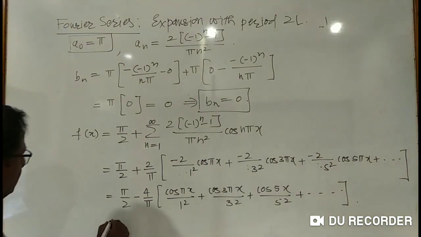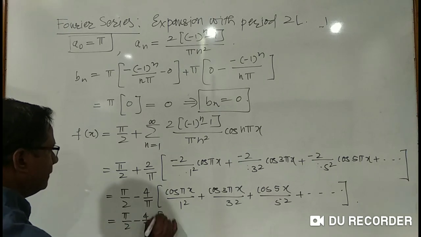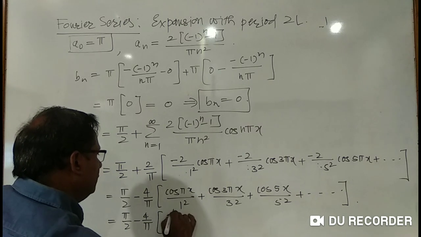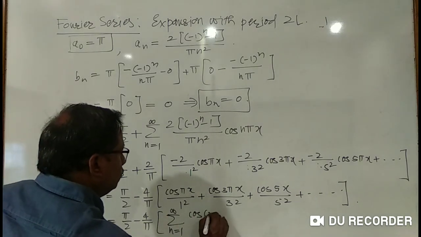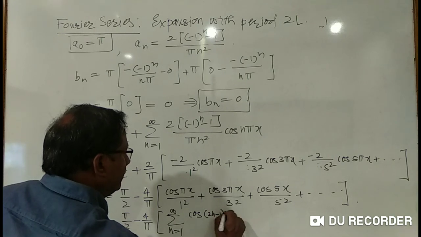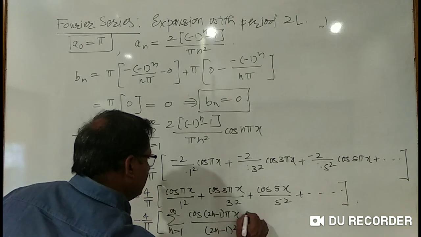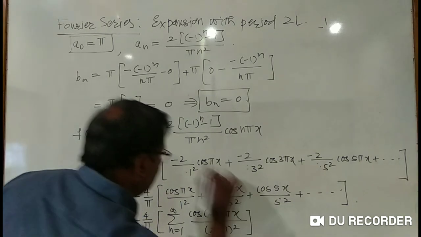That also we can write in the form of summation as pi by 2 minus 4 upon pi, summation n varies from 1 to infinity, cos of 2n minus 1 pi x upon 2n minus 1 square. So which is the required Fourier series expansion of the given function f of x.